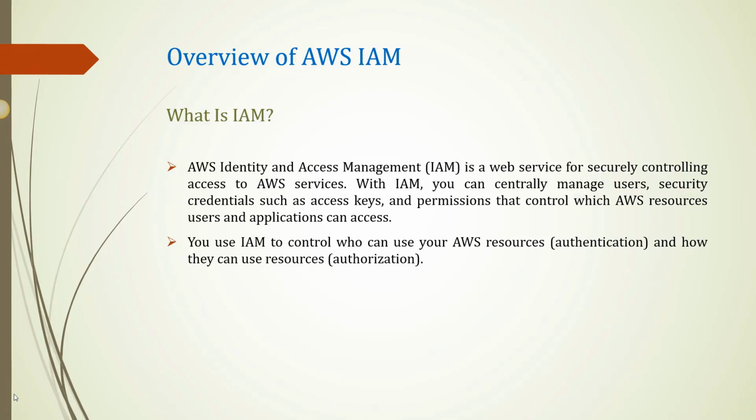Now let's talk about what is IAM. AWS Identity and Access Management is a web service for securely controlling access to AWS services. With IAM, you can centrally manage users, security credentials such as access keys, and permission that control which AWS resources users and application can access. You can use IAM to control who can use your AWS resources, that is authentication, and how they can use resources, that is authorization. So this is the definition of Identity and Access Management, that is IAM.